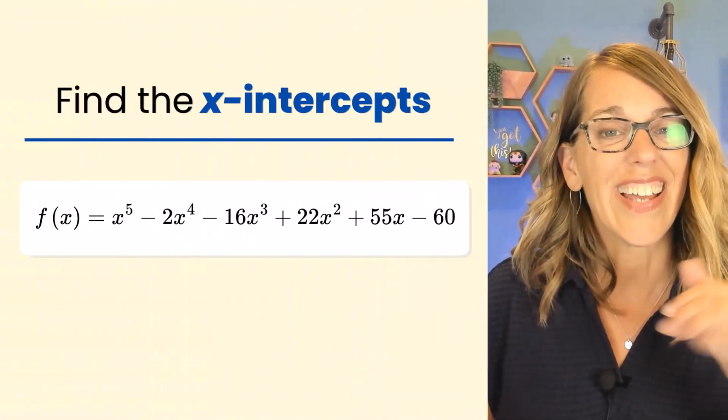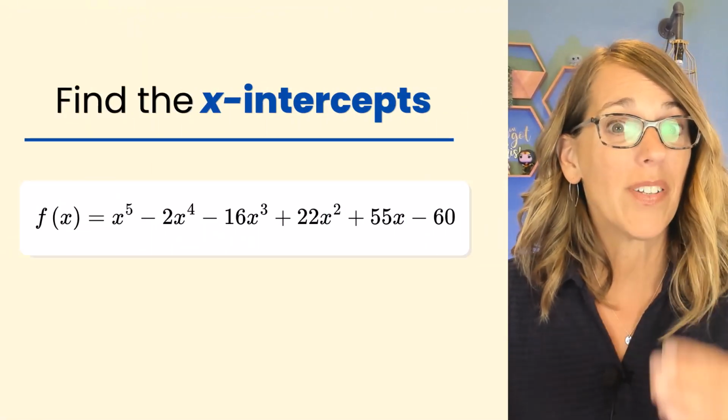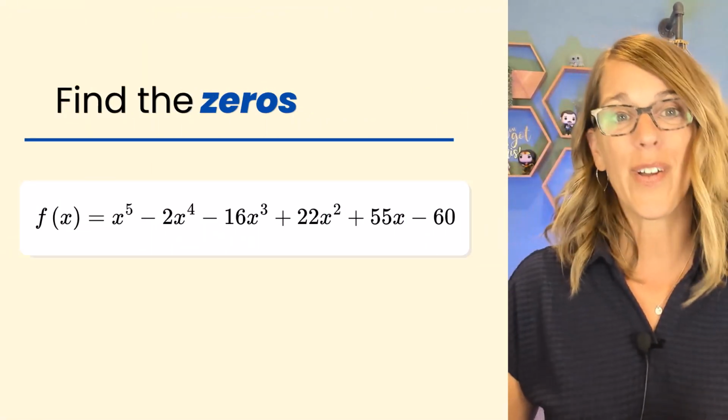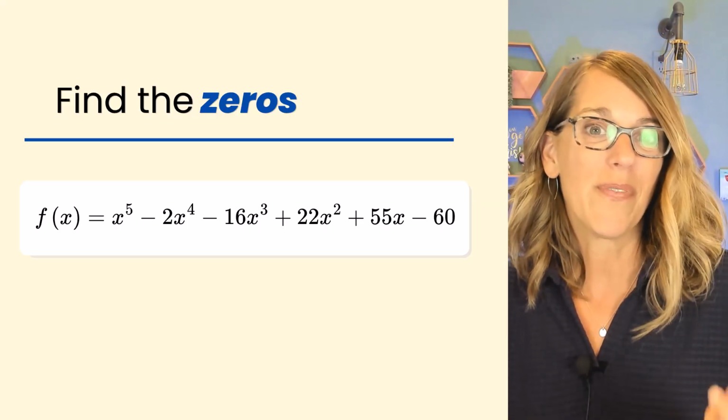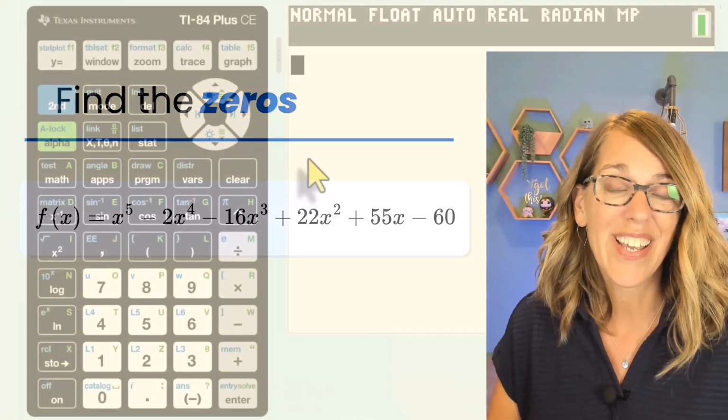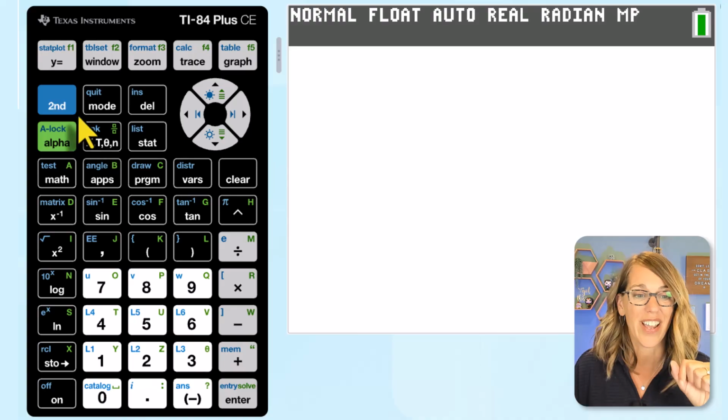If you need to find the x-intercepts for this function, or maybe it's the roots, or maybe it's the zeros, the TI-84 is going to be able to find those for you really easily. So let's get this graphed on our calculator.